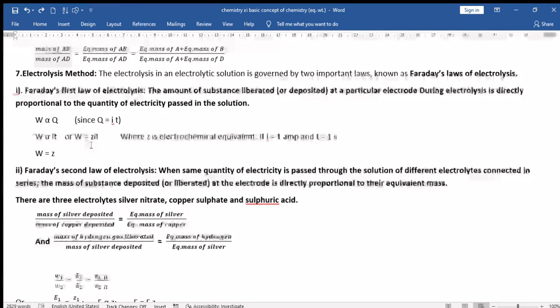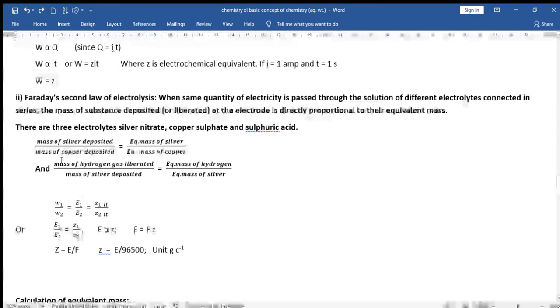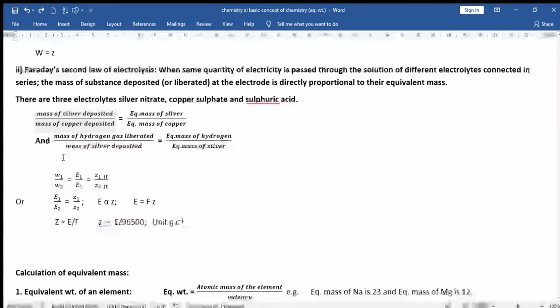So in short, we can say that if we pass 1 ampere current for 1 second in any electrolytic solution, the amount of substance that is deposited at a particular electrode is equal to the electrochemical equivalent of that substance. So this is known as Faraday's first law. Now the second law, Faraday's second law of electrolysis.